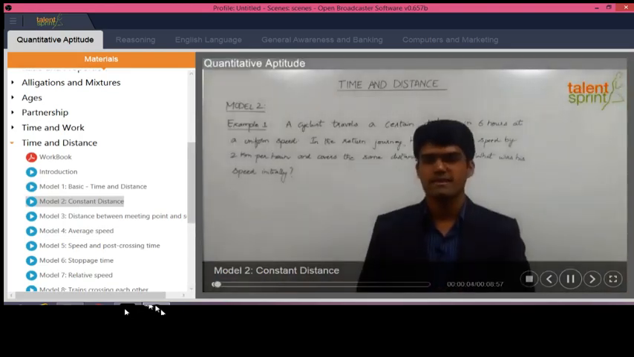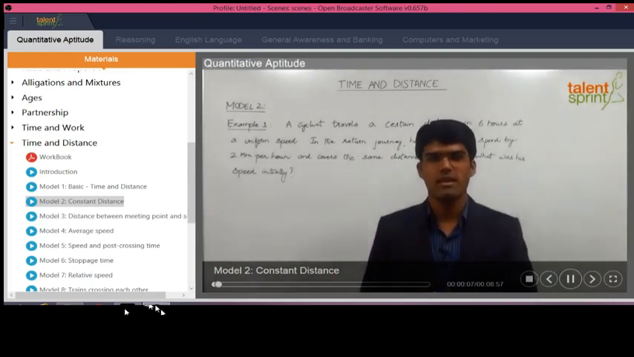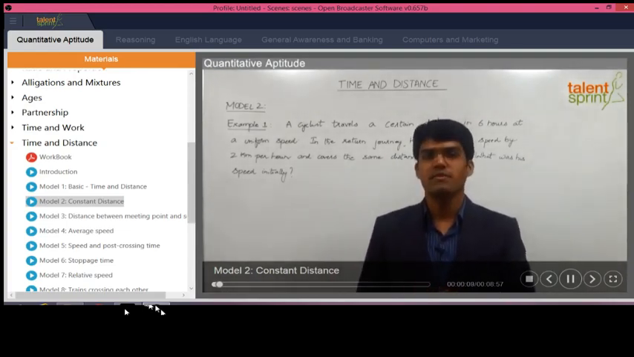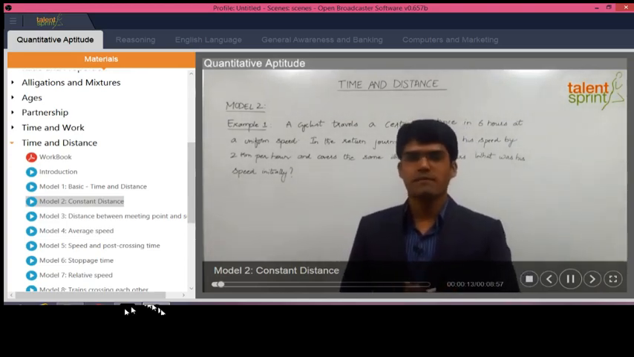Let us now discuss the second model from time and distance, where the distance traveled in two different cases are equal, but the speeds and the time are varying. Let us look at the first example.